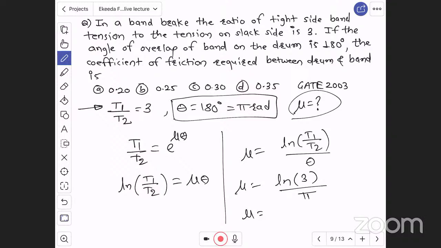आपके पास options है. Solve in calculator and tell me what is your answer. Comment me, my dear students. What is your answer?